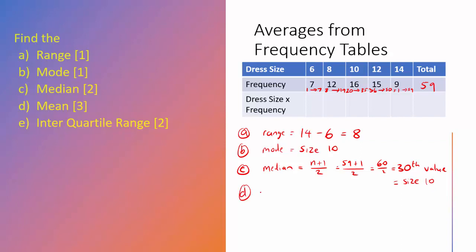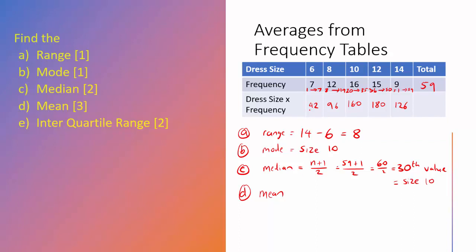D, the mean. You might notice the mean is worth 3 marks. Okay. Now to find the mean, we have to create this extra row. Now this extra row is called dress size times frequency. And what we have to do is exactly what you think. 6 times 7 is 42. 8 times 12 is 96. 10 times 16 is 160. 12 times 15 is 180. 14 times 9 is 126. Then you need to total this up.